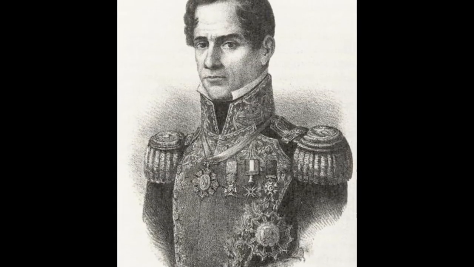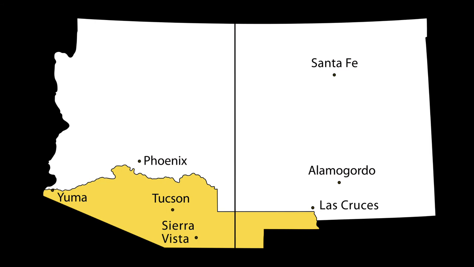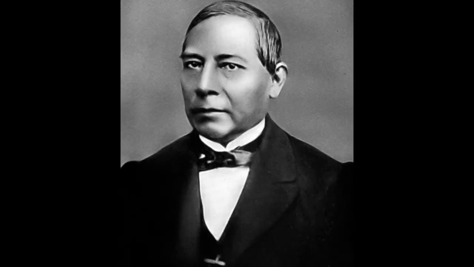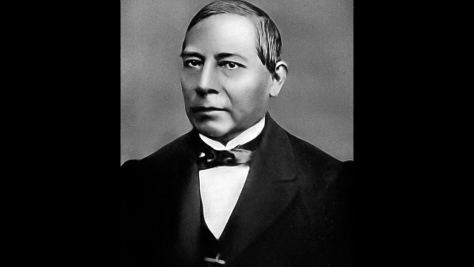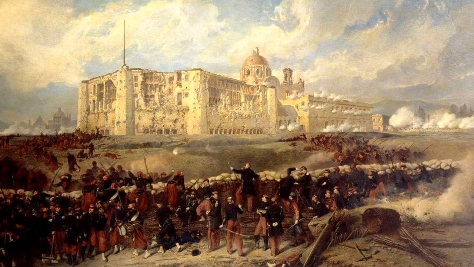Mexico would go on to be ruled by Santa Anna once more, until he made the fatal mistake of selling more Mexican land to the United States, which would become known as the Gadsden Purchase, and would lead to Santa Anna being overthrown by liberal President Benito Juarez, who would go on to lead the country through the War of Reformation against the Conservative Party and later during the Mexican-Franco War.